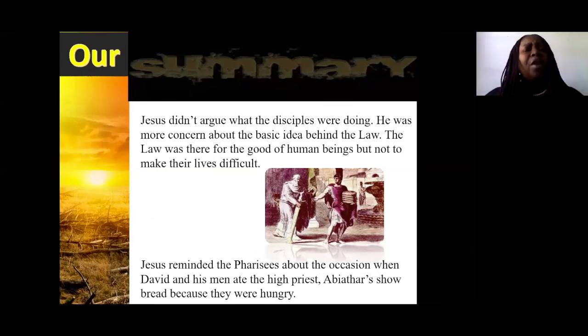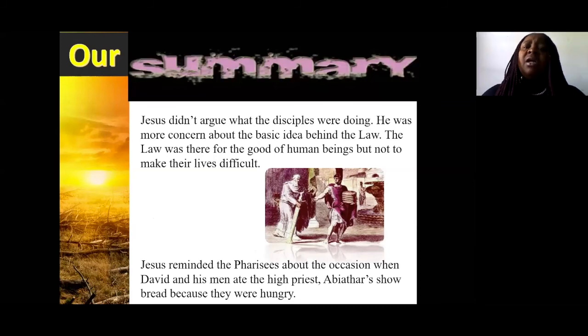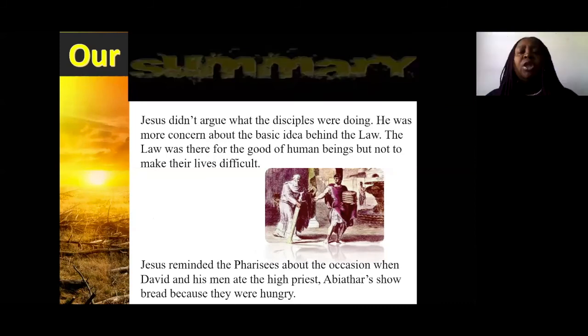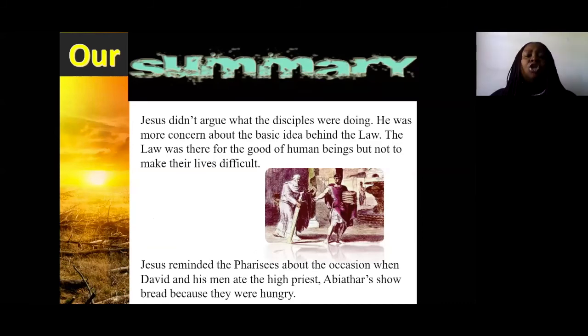And so Jesus was saying that the law was not made to be difficult. The disciples were hungry, so they plucked the corn. That's human needs. And sometimes you're going to need some things that are going to override the law. But the law was not put in to make your life difficult. And that's the point that Jesus was trying to make to the Pharisees. And so Jesus reminded the Pharisees about the occasion when David and his men ate the high priest Abiathar's showbread because they were hungry.